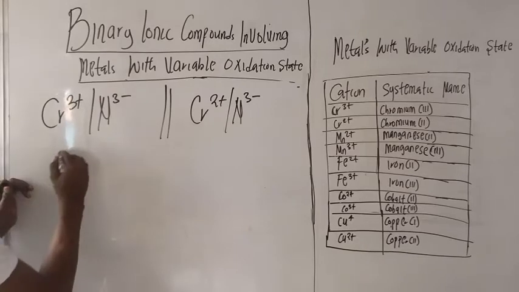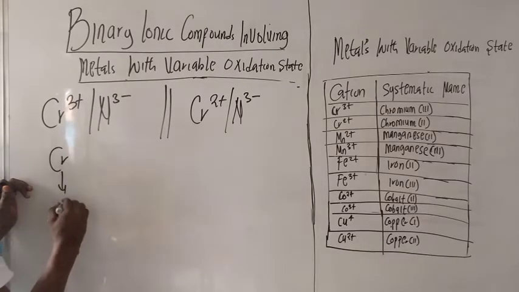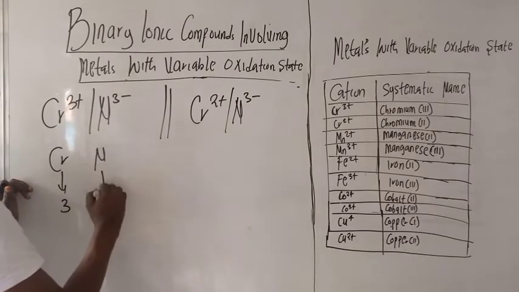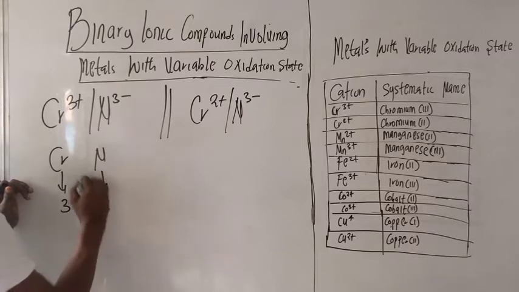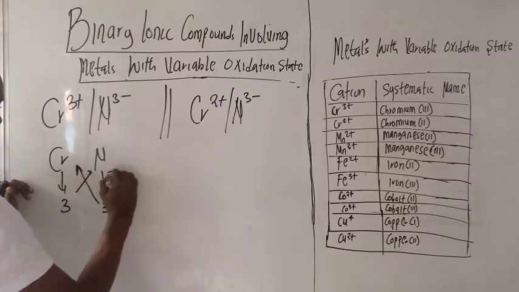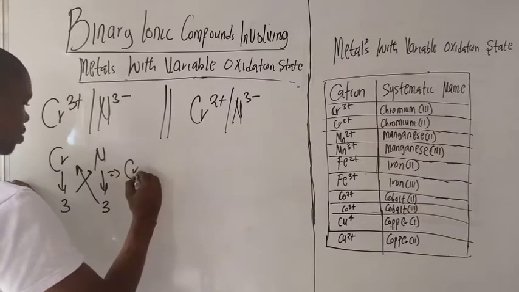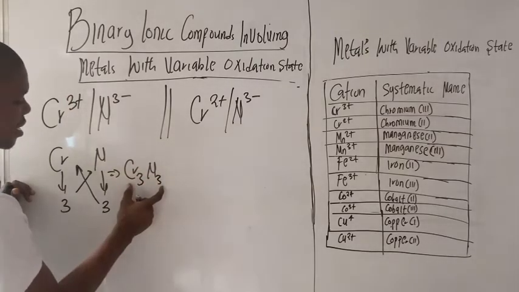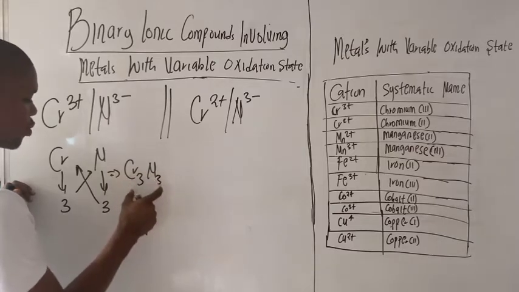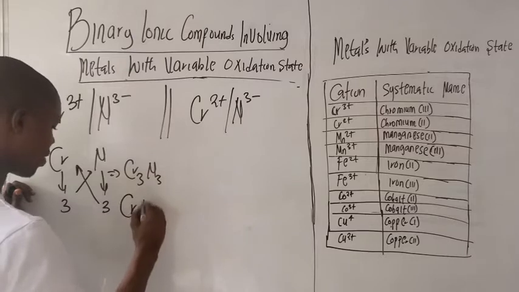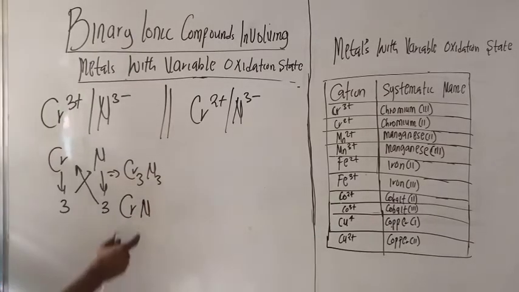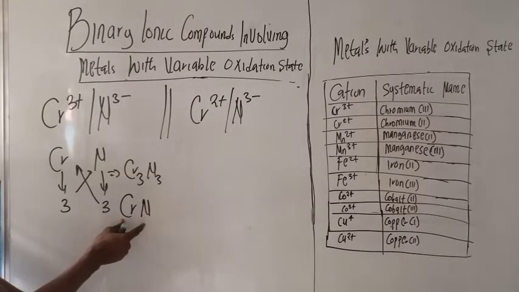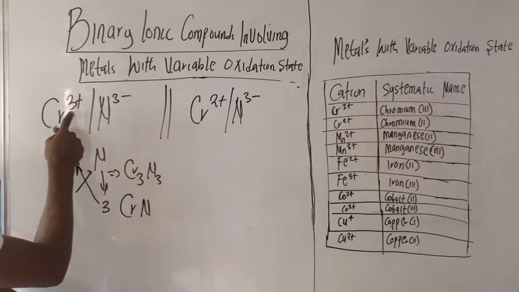Here we have Cr, which is 3. Here we have N, which is 3. So move here, move here. What happened here? Here we have Cr3N3, right? Now if you express it in the simple ratio, here I would have CrN, right? So the oxidation state of chromium here is 3+, right?